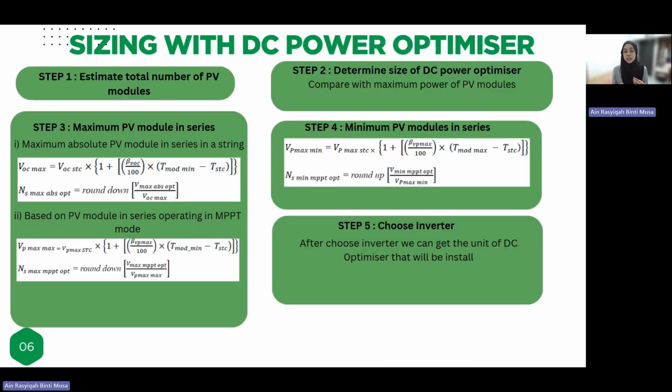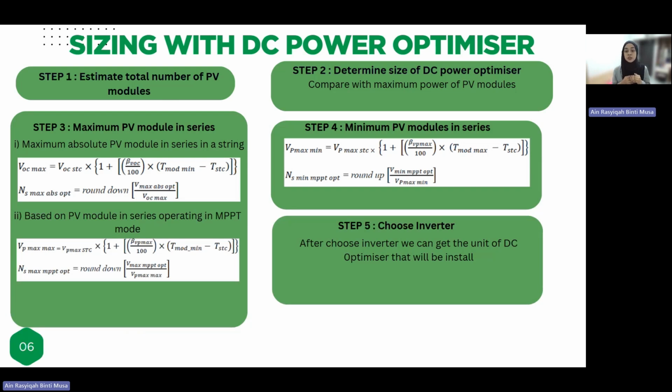I'm going to explain the sizing steps for the DC power optimizer. Step 1, we estimate the total number of PV modules. Step 2, determine the size of the DC power optimizer. Then step 3 and step 4, we calculate the maximum and minimum. We need to calculate these because we don't want the value to be higher than the maximum, and we don't want it to be lower than the minimum. So we want to set the range. That's why we calculate the maximum and minimum.